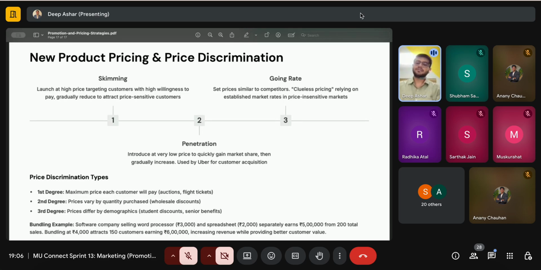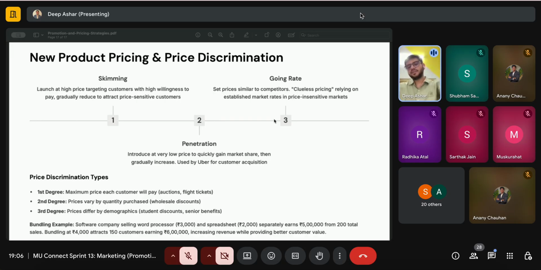The third one is going rate pricing. This is the laziest way to price your product, where you see your competition. You see that, okay, they're pricing at 15 rupees. I'm also going to price at 15 rupees and go ahead with it. So it's the easiest way. It's the laziest way to price your product, but a lot of brands still do this. So these are the 3 types of pricing techniques when it comes to introducing a product in the market.